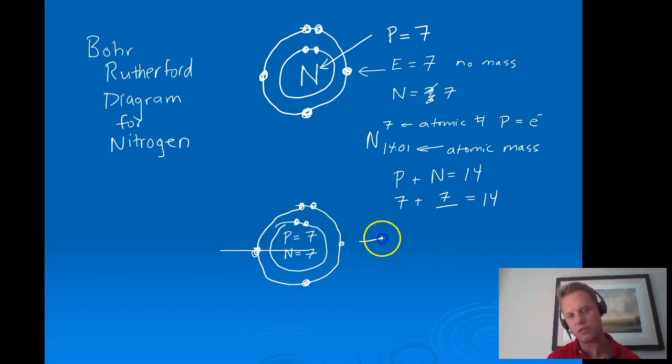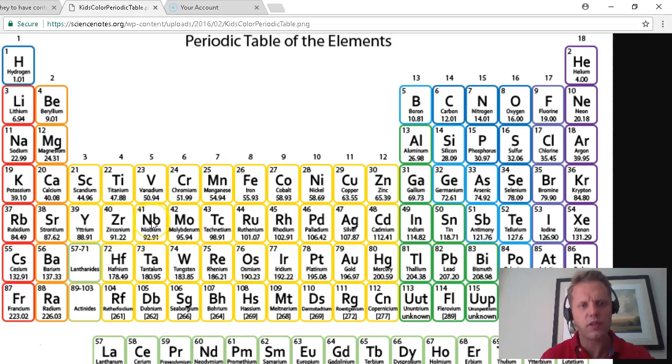How many valence electrons does this have? Valence electrons are the electrons in the outermost shell. This has 5 valence electrons. I hate that. Sorry, guys. Okay, so let's try one more.